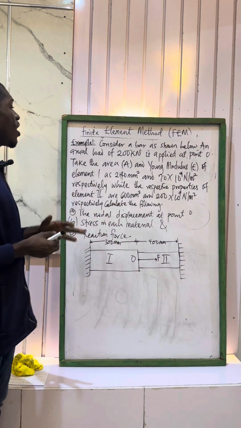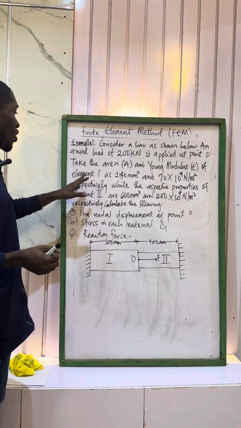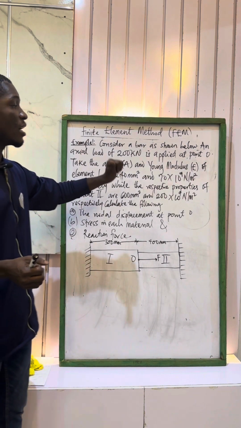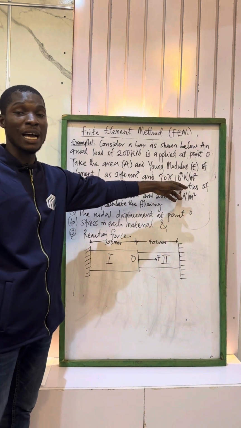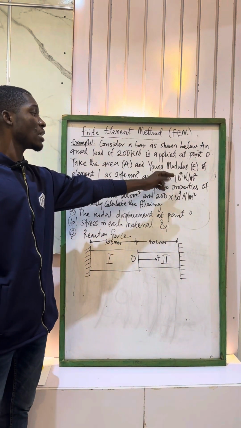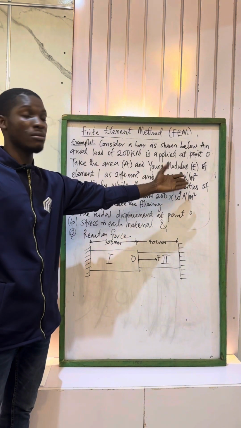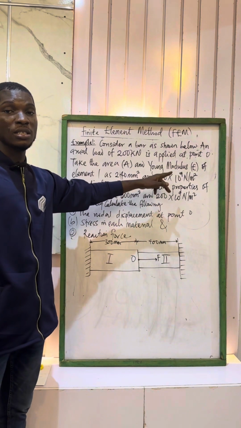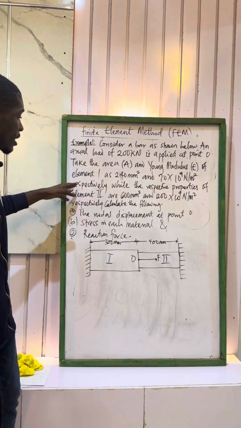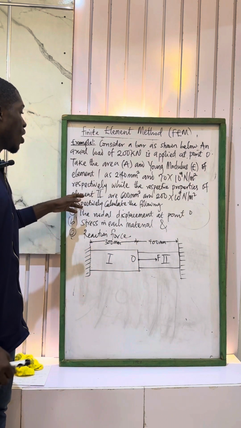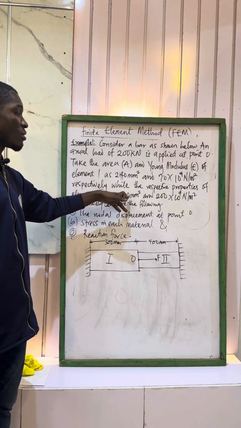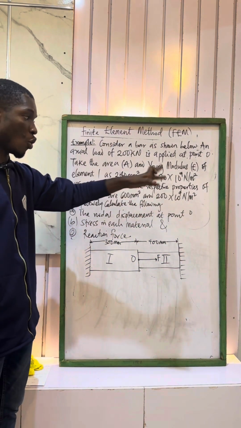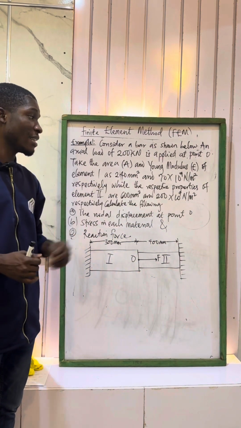So take the area and Young modulus of element 1 as 240 millimeter squared and 7 times 10 power 9 Newton per meter squared. Sometimes you can see this one as 70 gigapascal. Yeah, you know, 1 Newton per meter squared is the same as 1 pascal. So you can see this one as 70 gigapascal. Then, respectively, the properties of element 2 are 600 millimeter squared and 200 times 10 power 9 Newton per meter squared. Or you see this one also as 200 gigapascal.